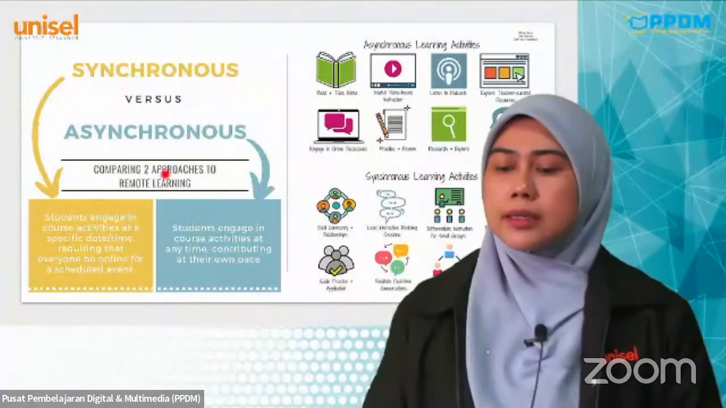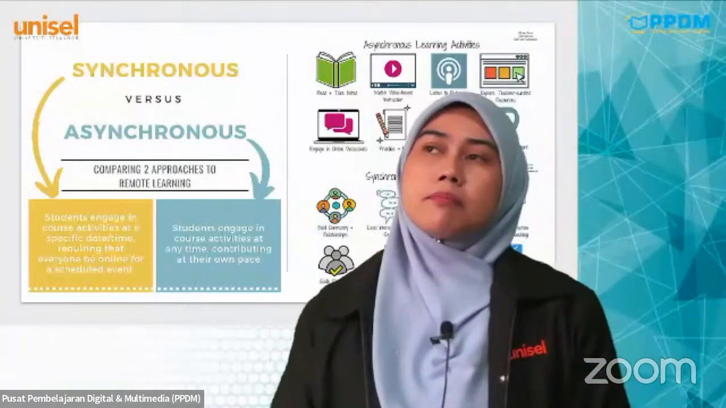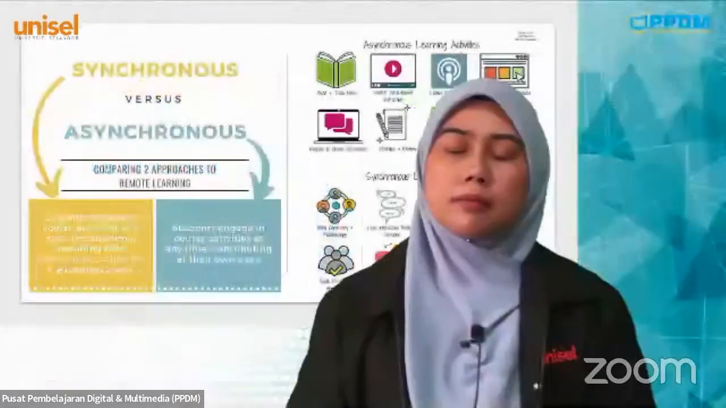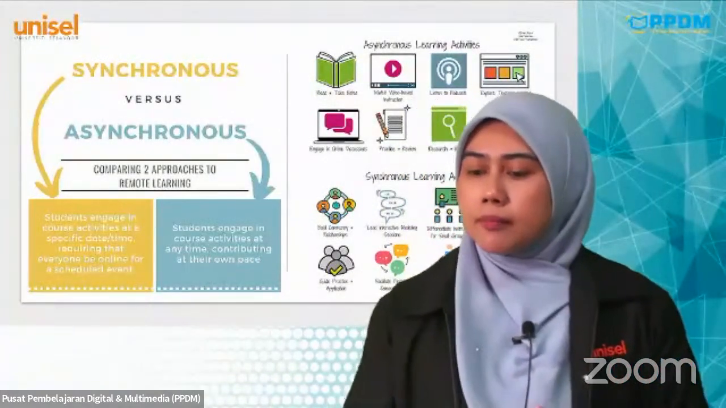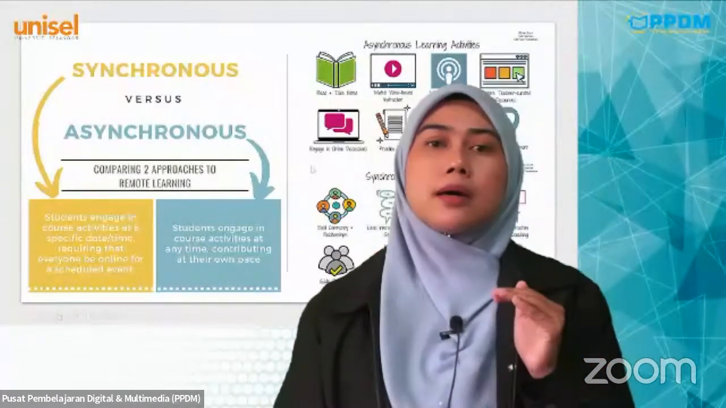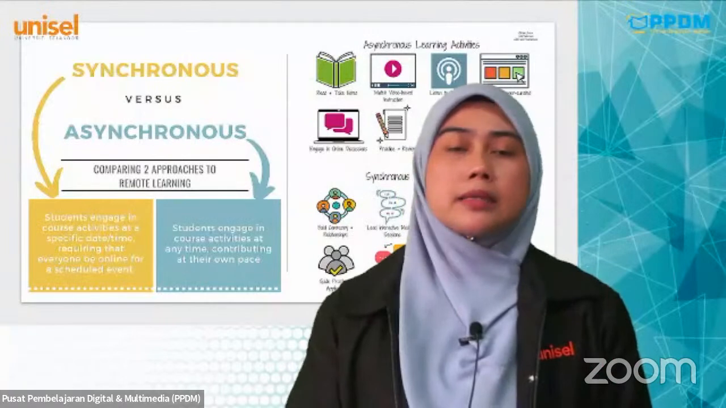Okay, so what is synchronous and asynchronous? Synchronous is all the learning activities at a specific time and location. Okay, for example, your scheduled class, or your scheduled tutorial session or lab session. So when you attend that session and you have your instructor or lecturer or the teaching assistant, that is synchronous. The asynchronous, okay, is all about the learning activity that you conduct on your own, at your own pace, at your own time.